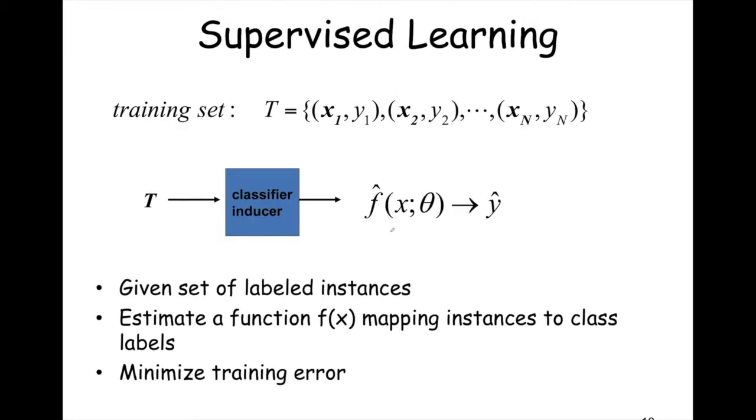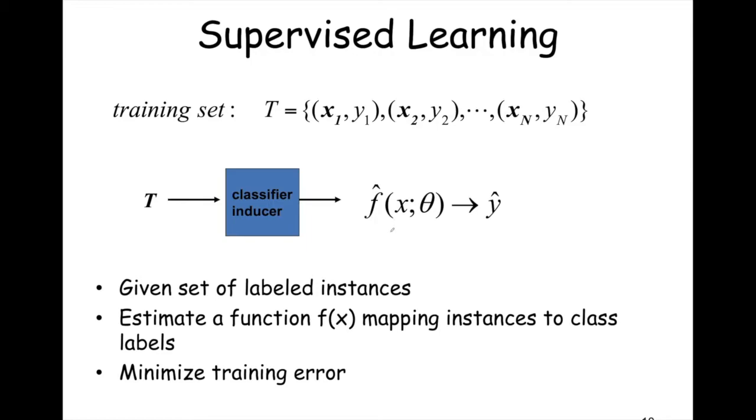So we take these labeled instance pairs in our training set, our in-sample points, and we input them through what I'll call a classifier inducer. That's that box that we talked about that searches for your final best hypothesis. Because it is an estimate of the ground truth class label, we're going to call it F hat. Hat means estimate. It inputs your feature vector x, and it's parameterized by some parameter vector theta resulting from the learning algorithm search, and it gives you a class label estimate y hat.